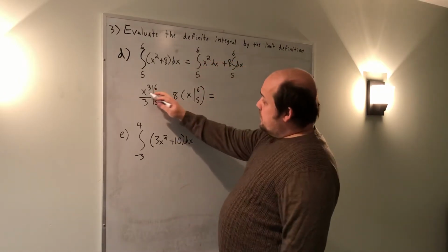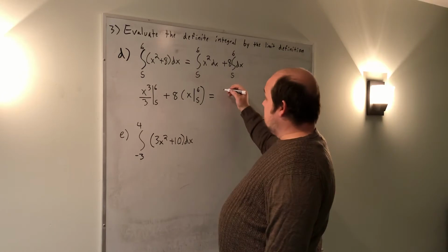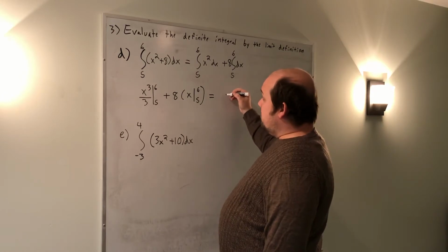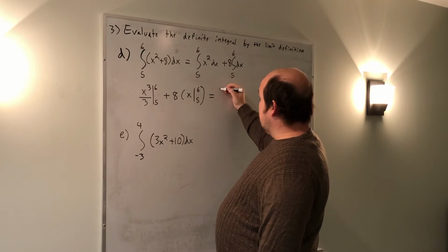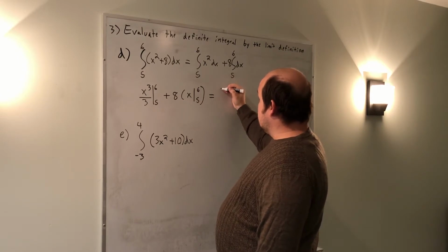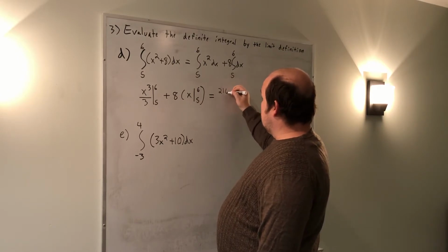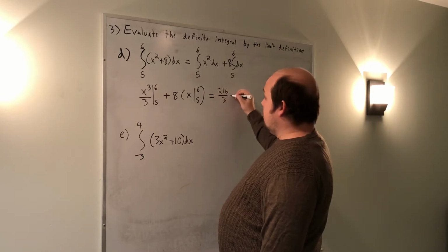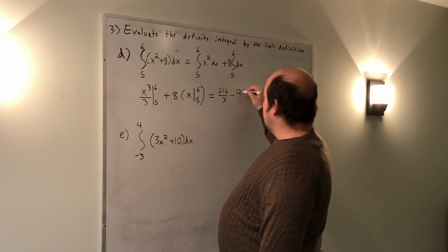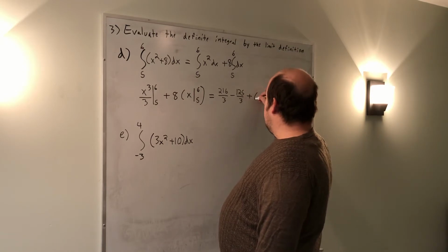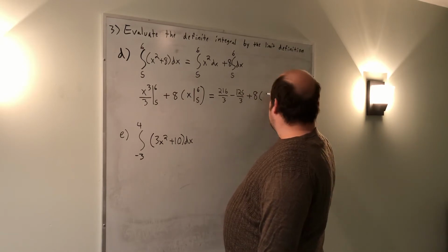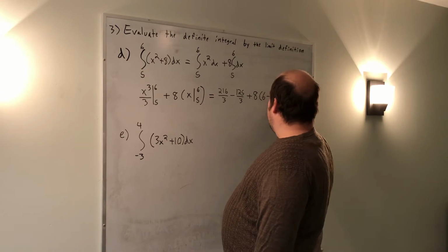For the first one, I'm going to do 6 cubed over 3 minus 5 cubed over 3. 6 cubed gives me 216 divided by 3, minus 5 cubed gives me 125 divided by 3. I'm going to add to that 8 times 6 minus 5.